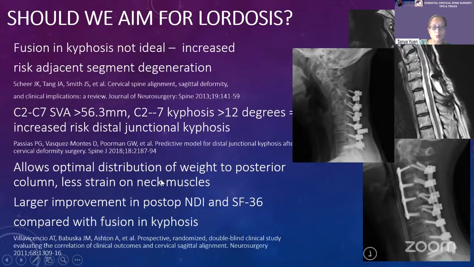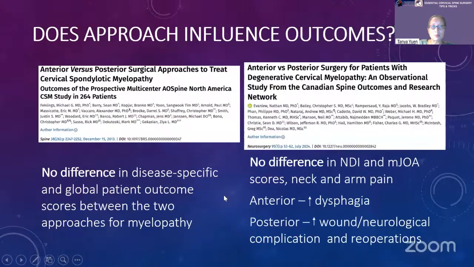Lordosis allows optimal distribution of the weight to the posterior column and less strain on the neck muscles, and it has been shown that there are larger improvements in post-op outcome indices when compared to fusion in kyphosis. Does the approach influence outcomes? Answer is no. At this stage, they're pretty much on a par. The only difference, I guess, is the risk of complications with the different approaches. And the two speakers tonight will talk about the pros and cons of each of the approaches.